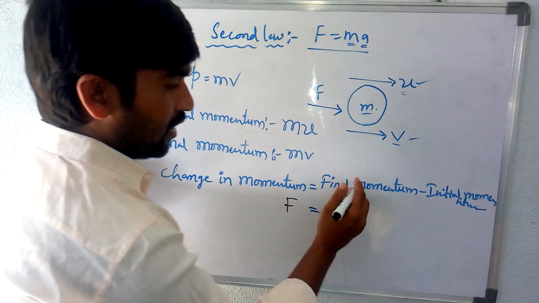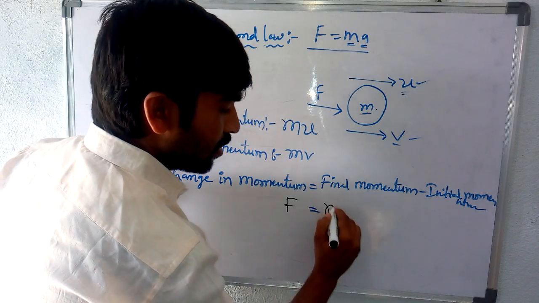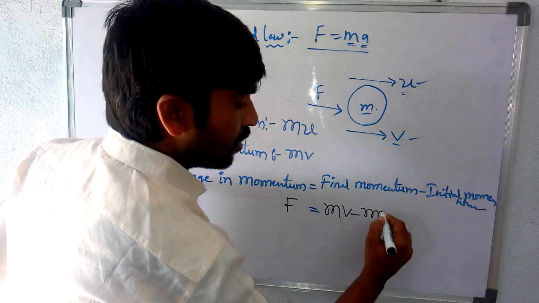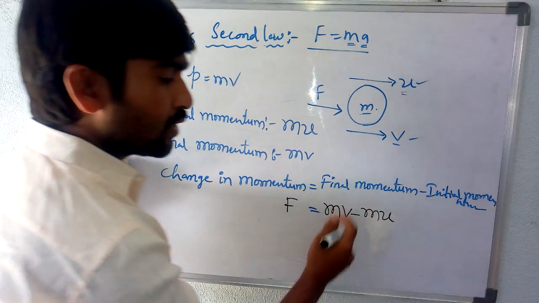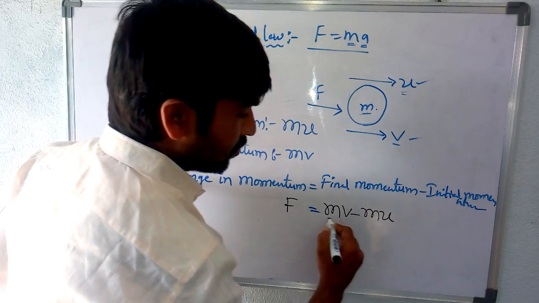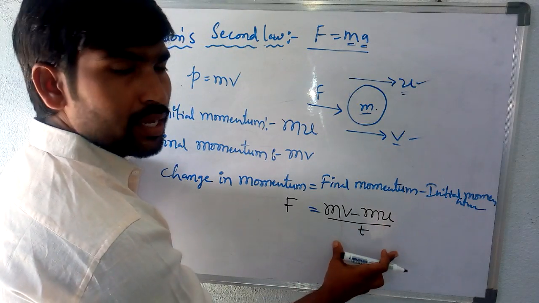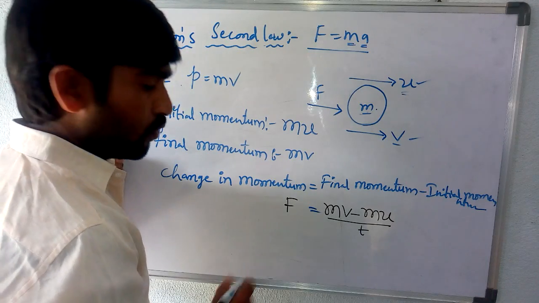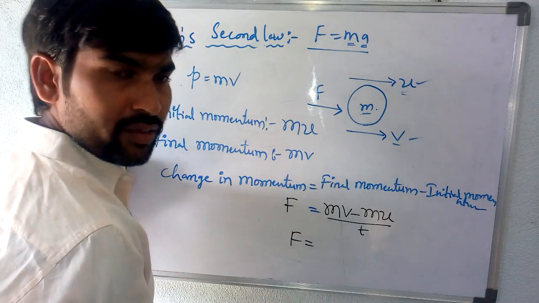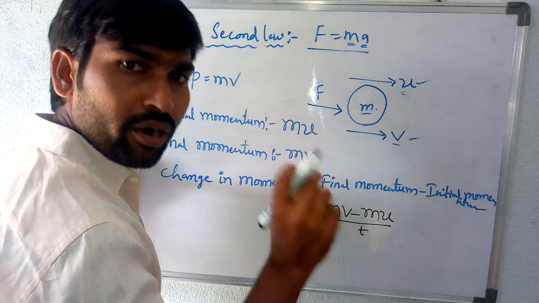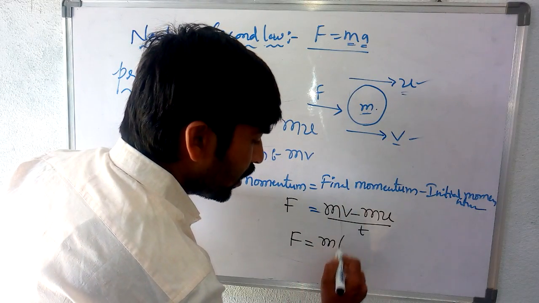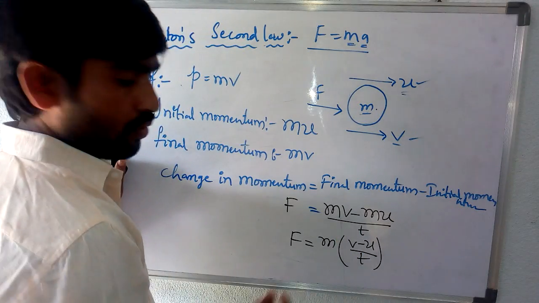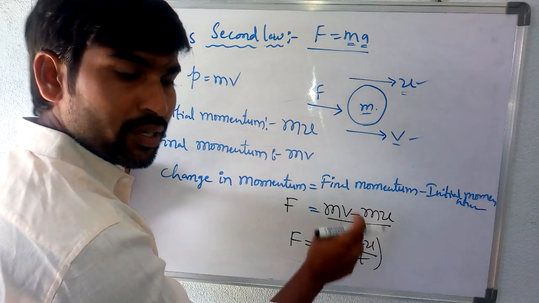F is equal to the final momentum, that is mv, minus the initial momentum, that is mu, with respect to the time. This is the change in momentum with respect to time, equal to the applied force. Now I am writing F is equal to m into (v minus u) by t, as m is constant.